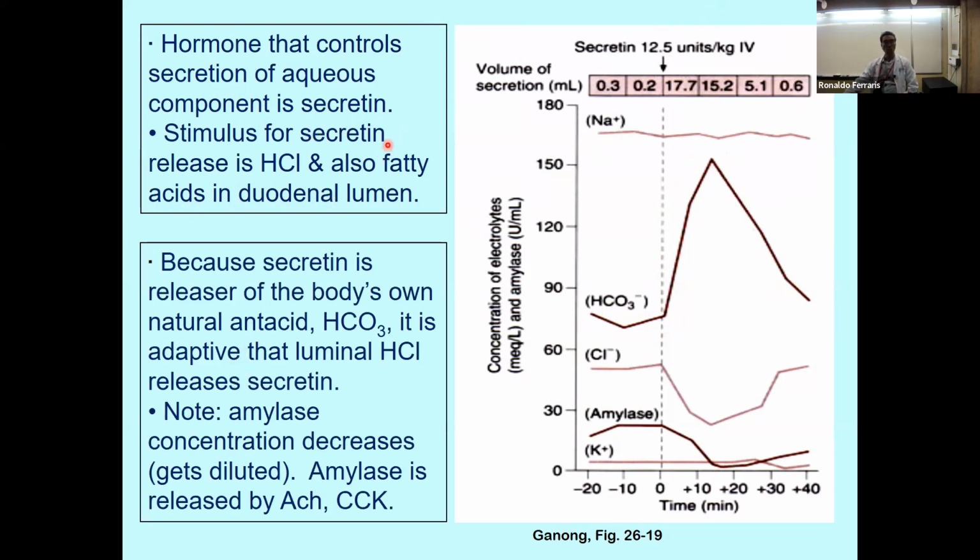Secretin, as you will find out in later slides, actually is released by chemoreceptors in the duodenal lumen, which detects extreme acidity coming in from the stomach. And so this duodenal cell senses that, and I'll show you this in a later slide, and then would make secretin so as to neutralize the acid that's coming in from the stomach.